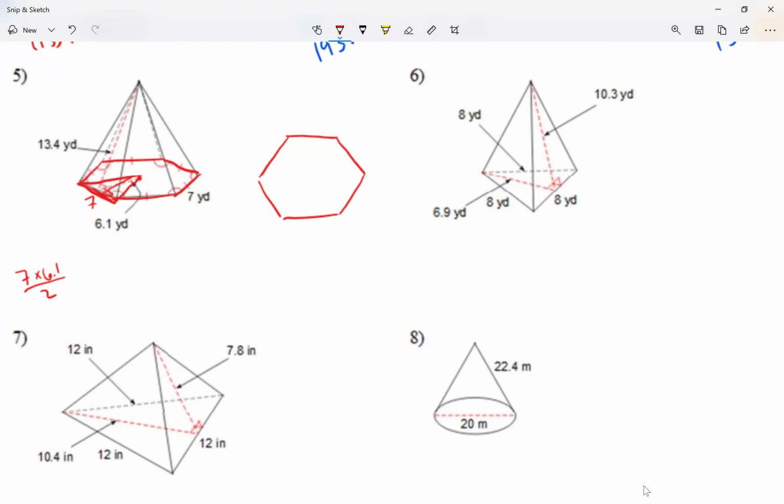Whatever I get for that triangle, I'm going to multiply by 6 because there are 6 sides on my base. So I'm going to go 7 times 6.1 divided by 2 times 3. So the area of the base is 128.1. You've got to remember how to get the area of a polygon. Again, we covered this a lot last unit, so right now you should remember.